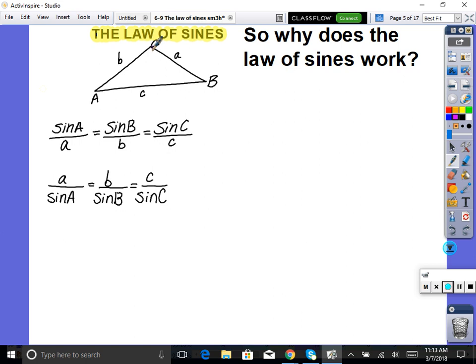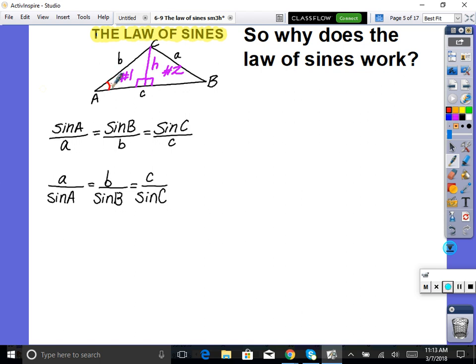I'll show you. If I go to angle C and drop down an altitude, or a height, here, I now have two separate right triangles. Here's triangle number 1 and here's triangle number 2, both right triangles. Now, the law of sines obviously uses sines, right? So let's set up a true statement with sines.